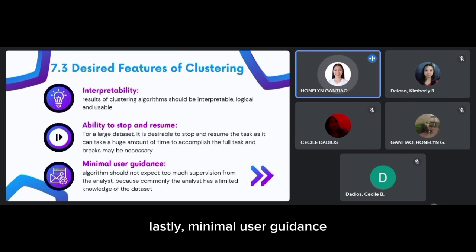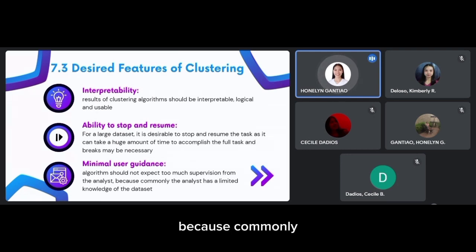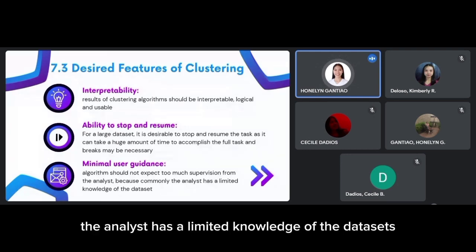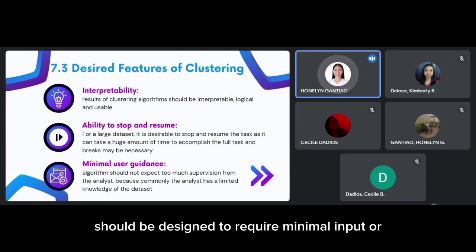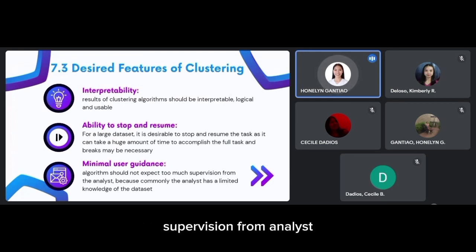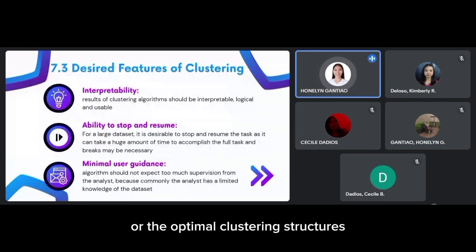Lastly, minimal user guidance. Algorithms should not expect too much supervision from the analyst because commonly the analyst has limited knowledge of the data sets. Clustering algorithms should be designed to require minimal input or supervision from analysts, as analysts may have limited knowledge of the data sets or the optimal clustering structures.